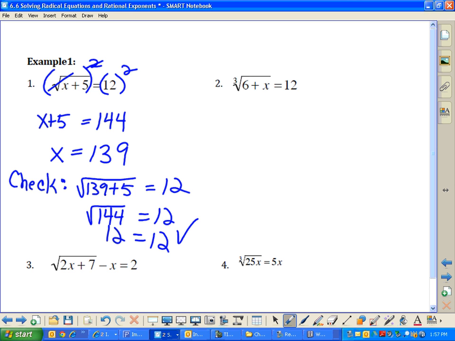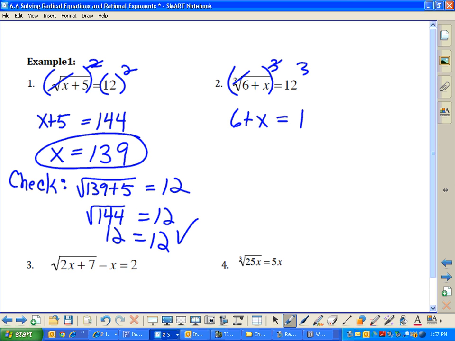Questions about that? Okay, let's do it again. This time around, my index is 3, which means I have to actually cube both sides to get that radical to go away. The radical went away. So we have 6 plus x equals 1,728. I subtract 6 from both sides, 1,722. Now I'm going to check it.